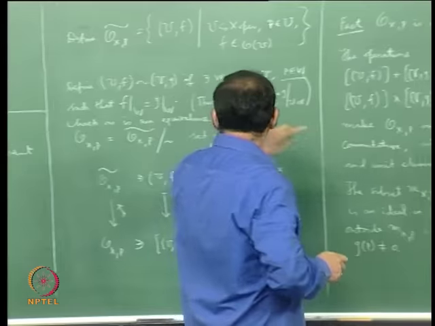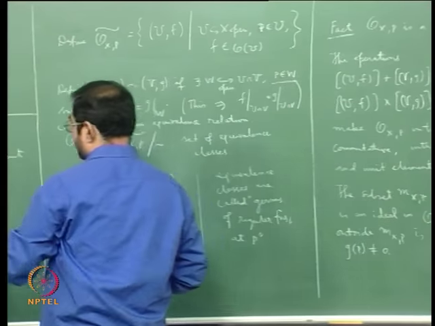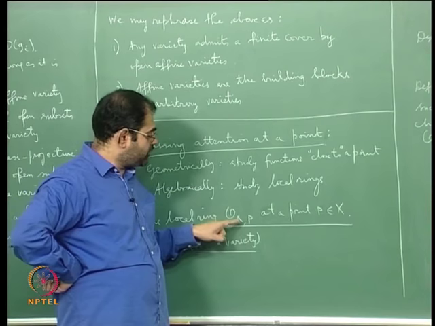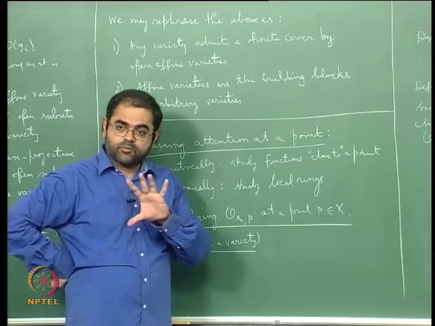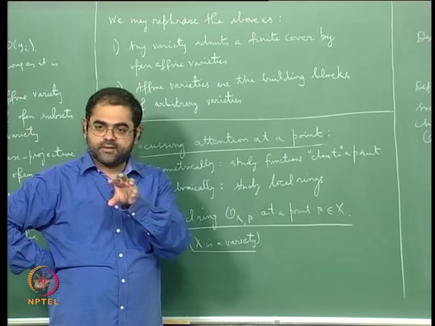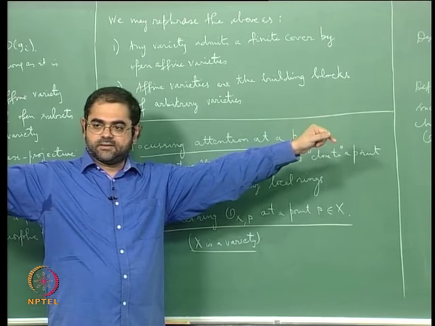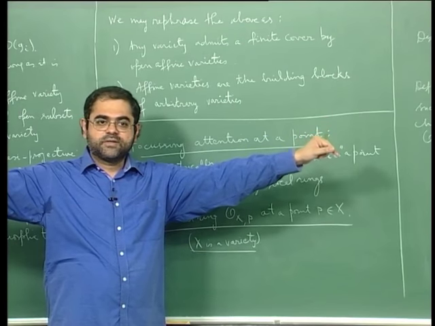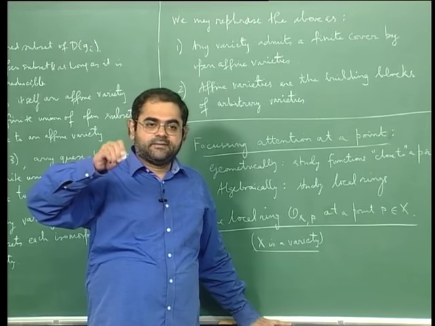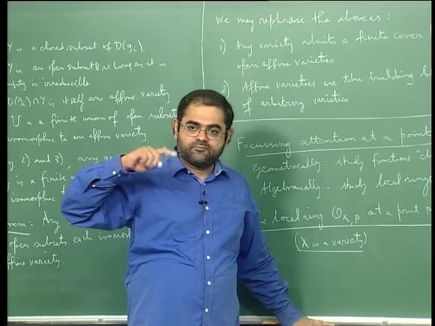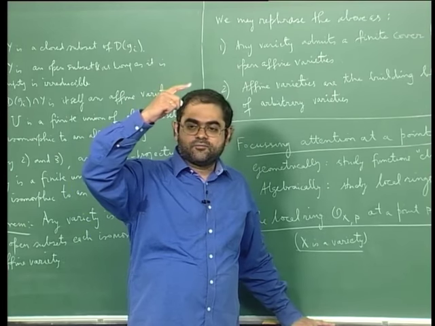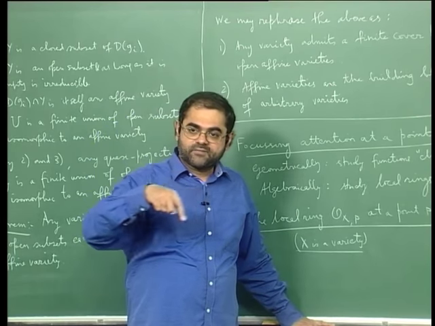So instead of computing the local ring of X at p, if I compute the local ring of U at p, where U is an open subset of X which contains the point p, I will still get the same local ring, which means that the local ring depends only on a neighborhood of p. It does not depend on the ambient variety. So the moral of the story is that if you want to work with the local ring at a point of a variety, you know already that that point can be surrounded by an affine open, because I have told you that any variety can be covered by finitely many affine opens, and therefore the local ring of the variety at that point is the same as the local ring of the open affine subvariety at that point.